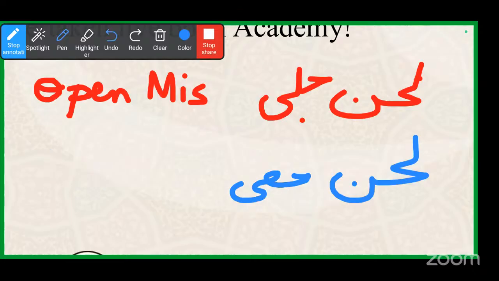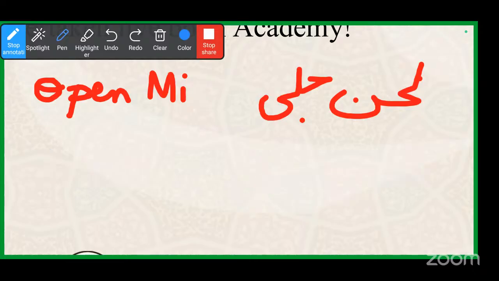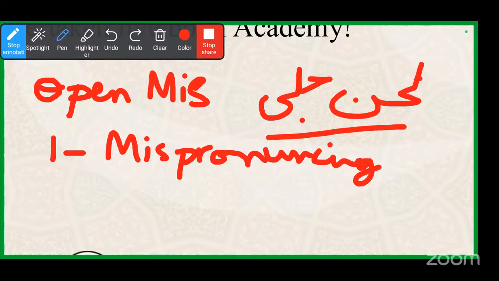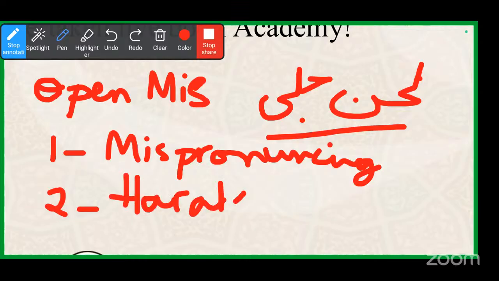Now, what includes lahan jali? Like changing a letter? Yes. The first thing is mispronouncing or replacing a letter. Mispronouncing letters. The second, changing harakat. If you read a dhamma instead of a fatha, if you read a sukoon instead of a harakat.